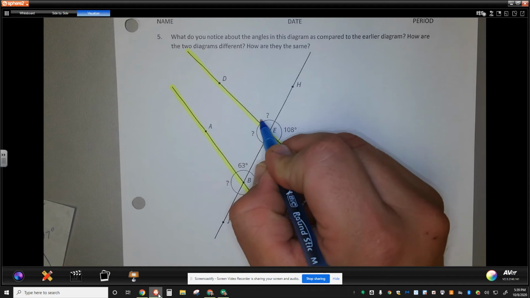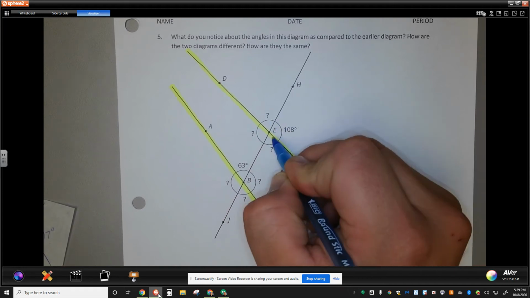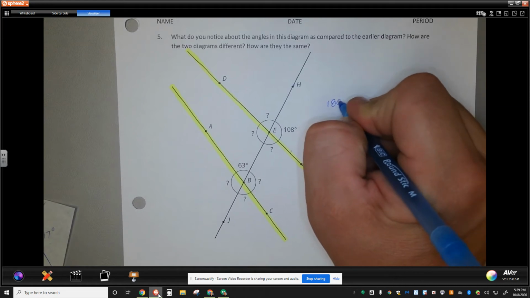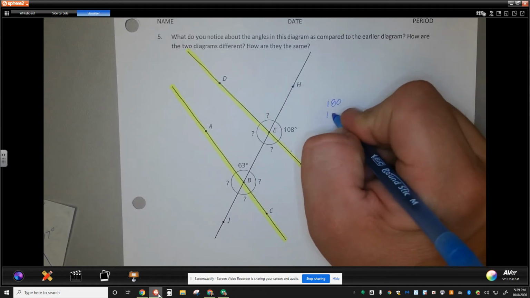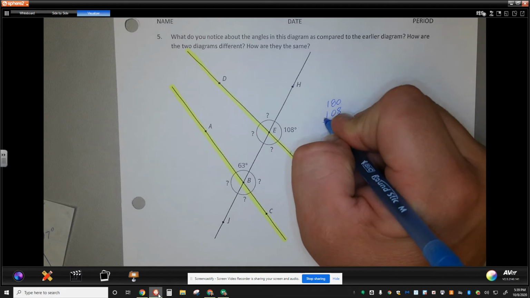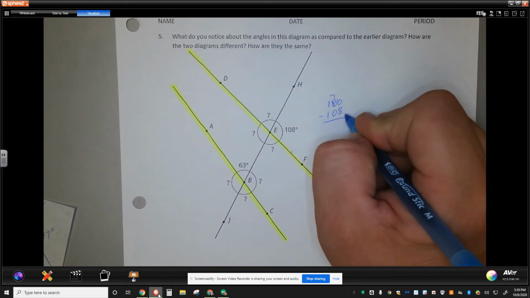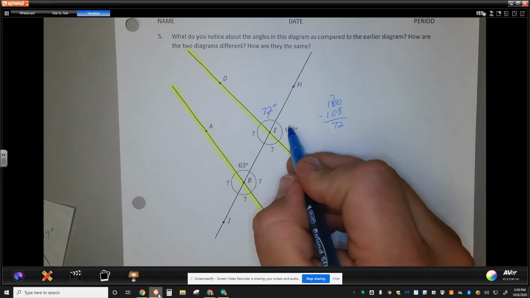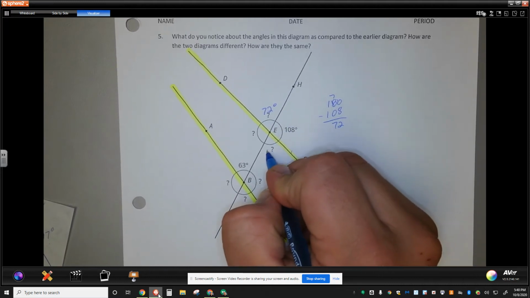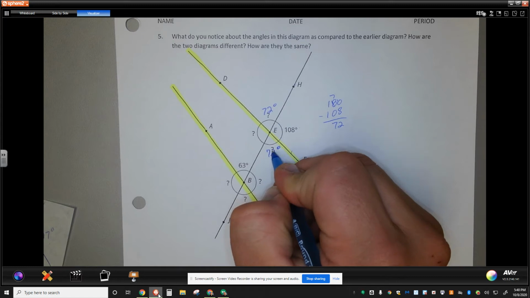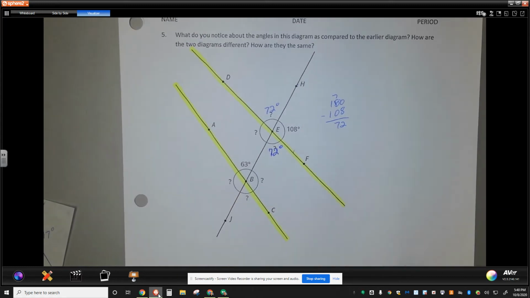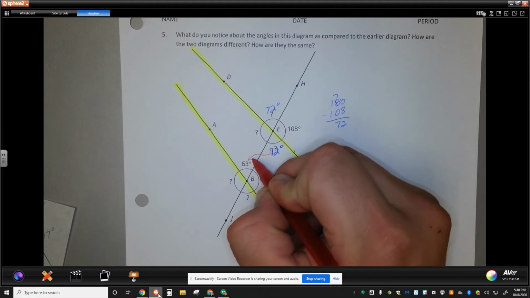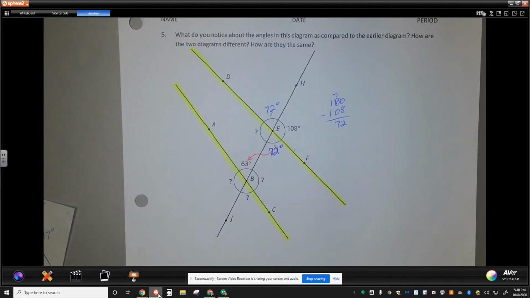When I take this straight angle right here, angle FEH and angle HED, and I find out what the measure of angle HED is, subtract 108 from 180, I get 72 degrees. I can also find that same measurement vertically here, 72 degrees. But here's the problem. You see these alternate interior angles right here? They're not equal. And why is that?